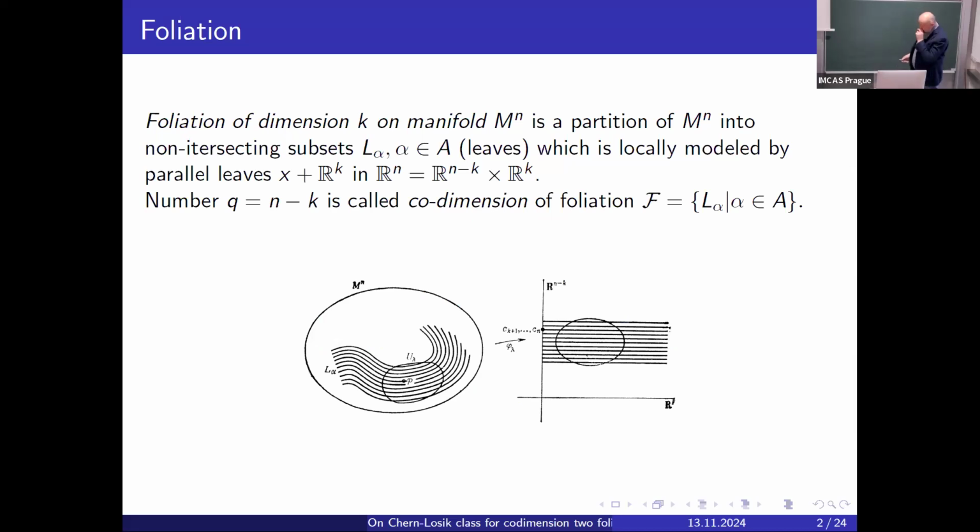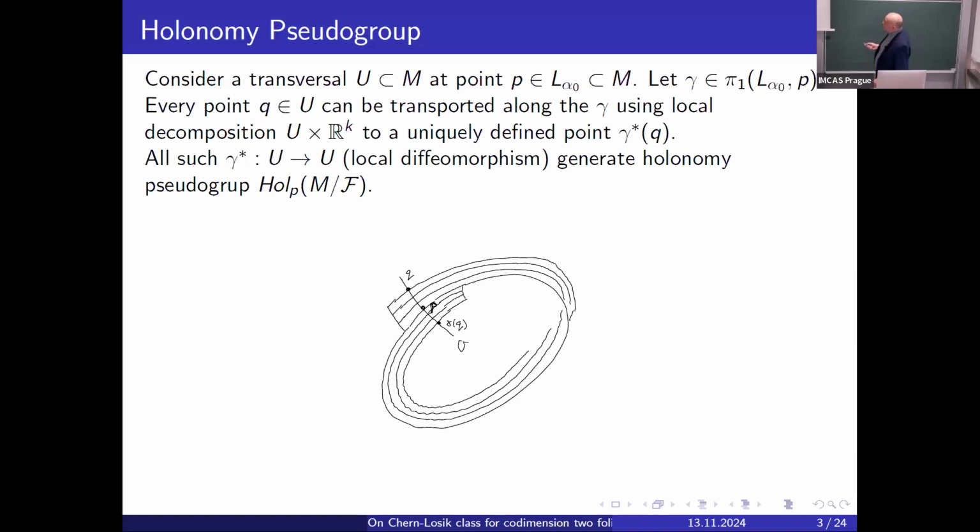So I will speak about foliations. Usually a foliation is a partition of an n-dimensional manifold into leaves, and locally the leaves look like a direct product of some Euclidean R^k, and n minus k is the codimension of the foliation. And this is, of course, a generalization of a fiber bundle.